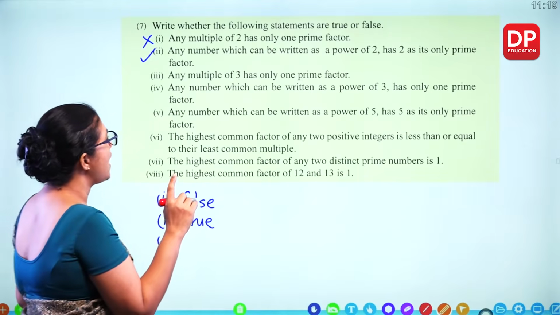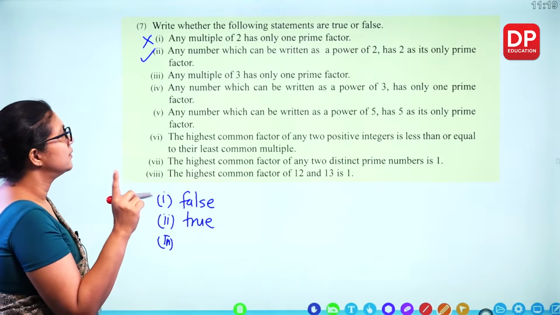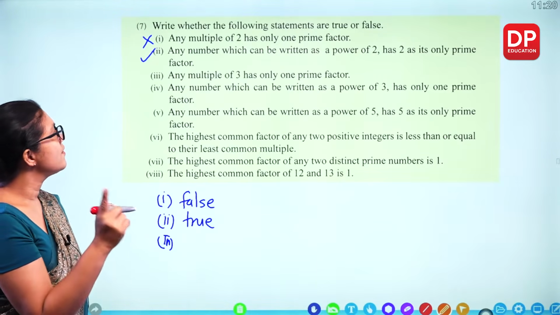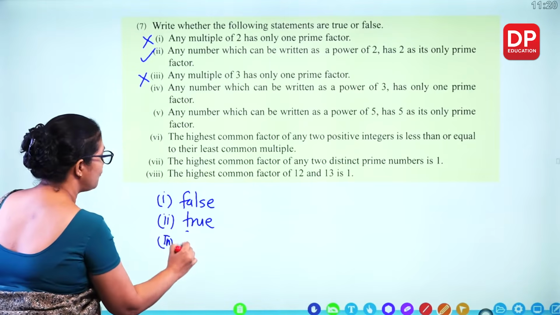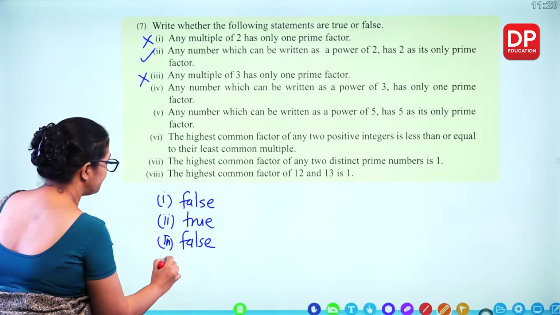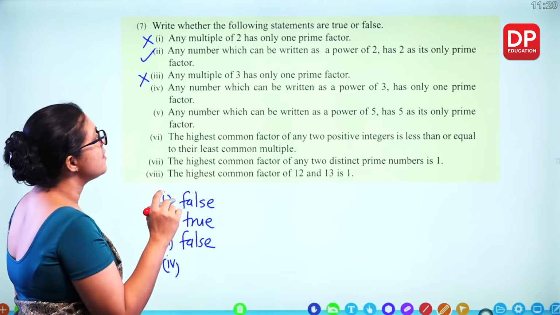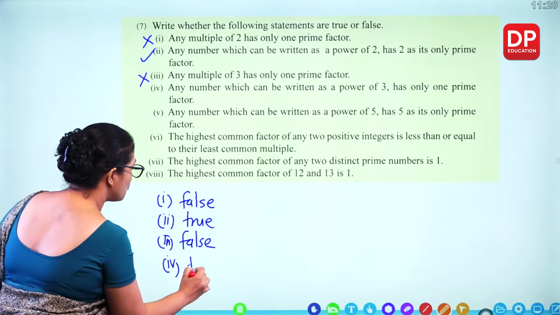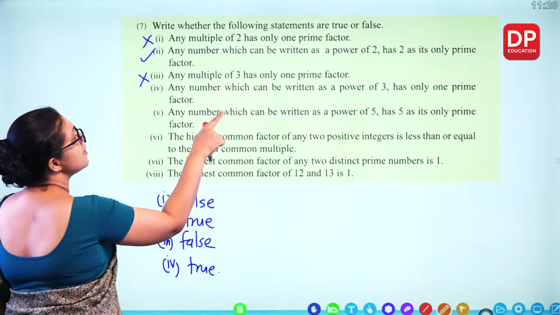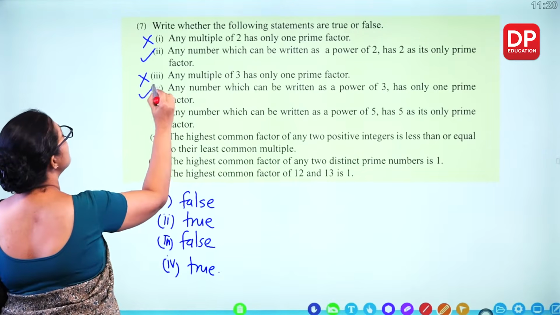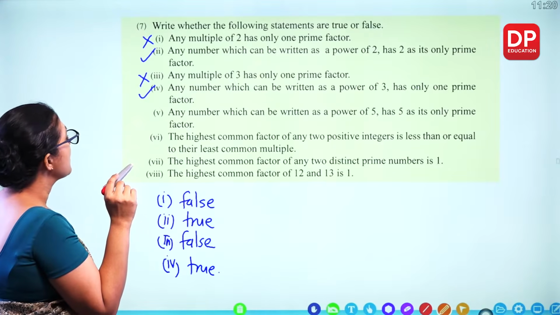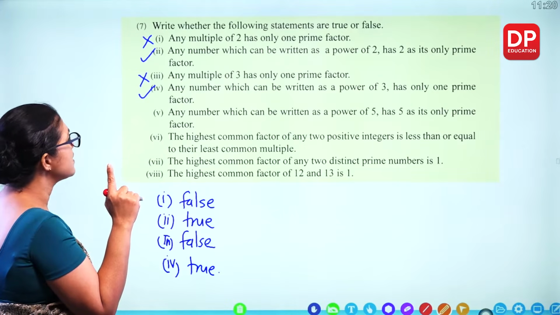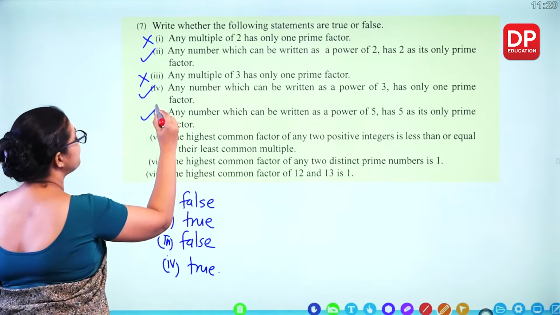Any multiple of 3 has only one prime factor. 3 times 2, 6. So 6 has 2 and 3. That's wrong. False. Any number which can be written as a power of 3 has only one prime factor. Yeah, that's 3. So that's true. Power of 3 means 3 is the prime factor. Any number which can be written as a power of 5 has 5 as its only prime factor. That's also true.